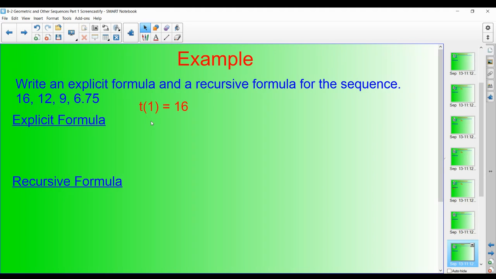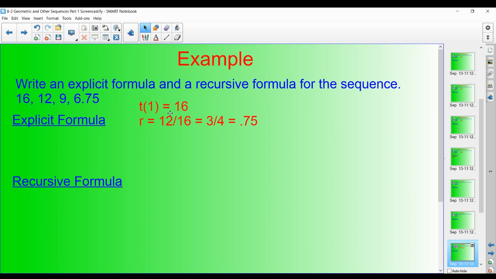I do know that term 1 is 16. Good, useful information. For term 2, I can do 12 divided by 16, or 9 divided by 12, or 6.75 divided by 9, and see that the ratio of new over old every time is 12/16, or 3/4, or 0.75. It does not matter if you use the fraction or the decimal or simplify the fraction. We just need a ratio. It can be in any form we like.